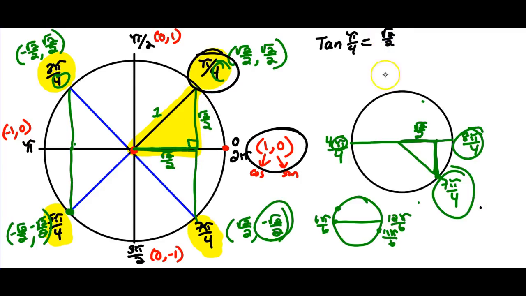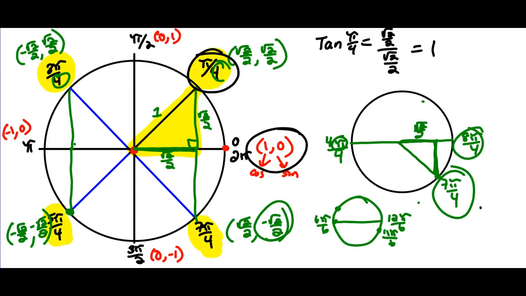What's the cosine? It's the same thing, square root of 2 over 2. And so the tangent of pi over 4 is equal to 1. Don't believe me? Type it in your calculator. If you're in degree mode, you say, what's the tangent of 45 degrees? If you're in radian mode, you can say, what's the tangent of pi over 4? You should get 1 as your answer.